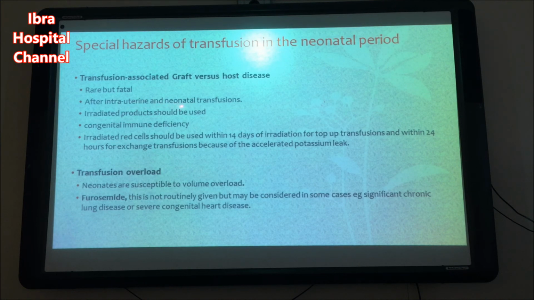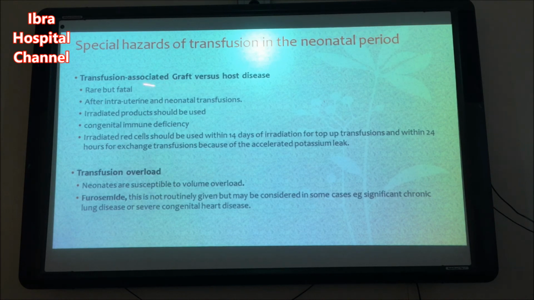That's why after intrauterine and neonatal transfusions, irradiated blood products should be used. Irradiation kills the T cells in the units that are coming from the donor. These T cells, if they get into a small baby with no immune system, can cause graft versus host disease. It can affect his GI system. It can cause cytopenias and liver impairment. And usually if it happens, it is not treatable. The mortality rate is exceeding 95%. There's nothing you can do about it.